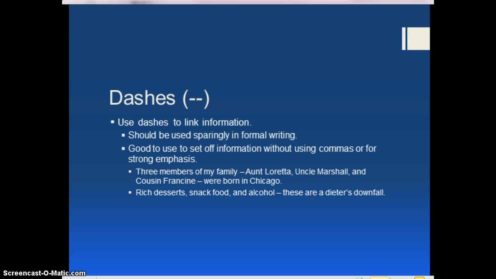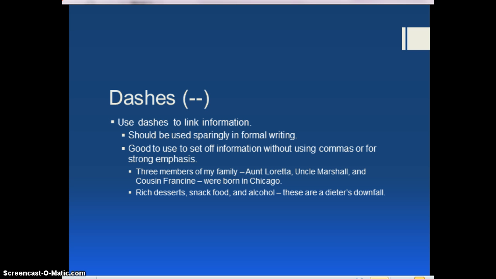And dashes are the other piece of punctuation. It's good to know. Dashes are essentially two hyphens typed together with no space before them or after them. And whenever you're writing, you want to use these sparingly. You don't want to fill your essays or your research papers with dashes. But they're really good to use to set off information.